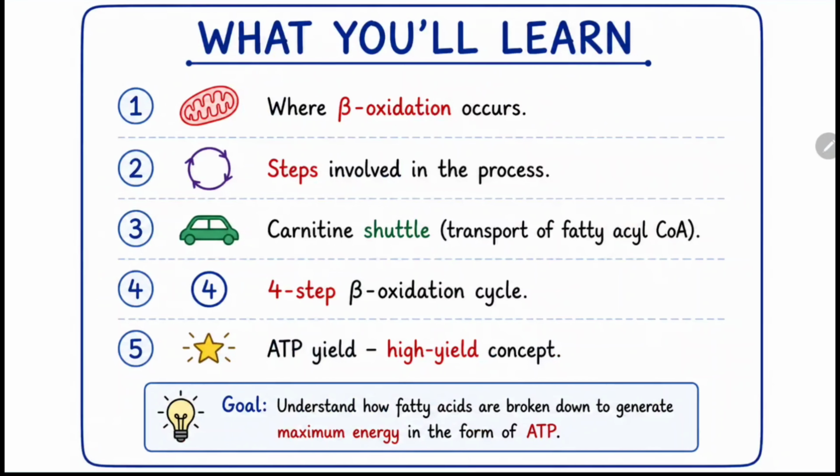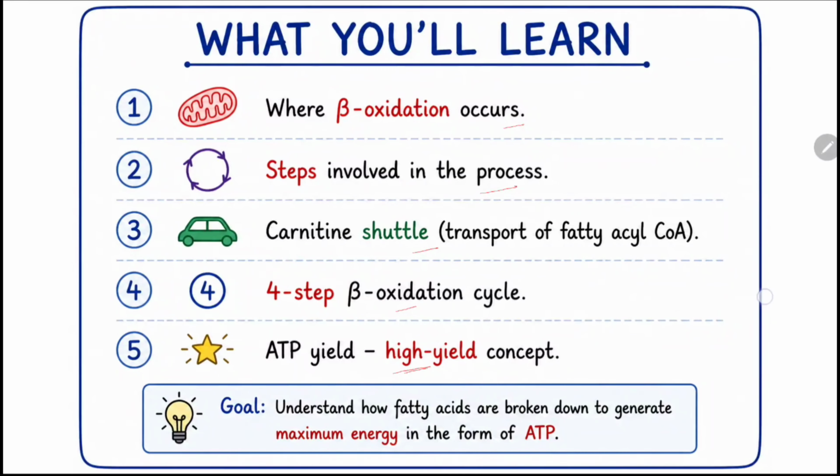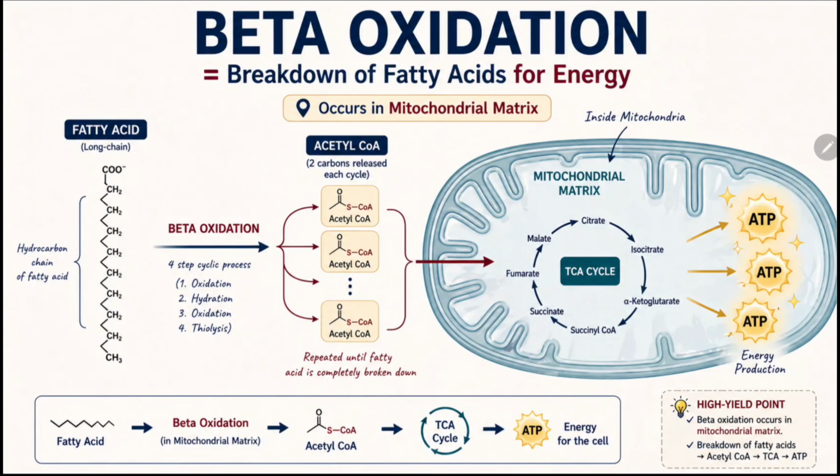So in this video you will learn where beta oxidation occurs, what are the steps involved in the process, what is the Carnitine shuttle, what is the force. Let's start. Firstly, what is beta oxidation? The meaning of beta oxidation is breakdown of fatty acids to give energy.